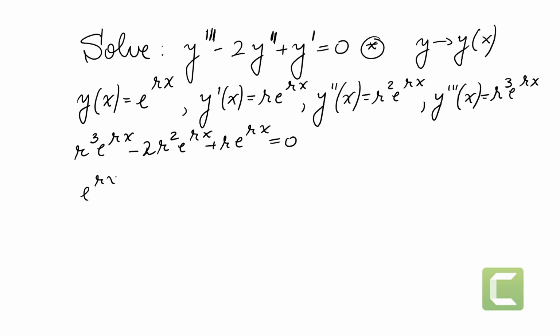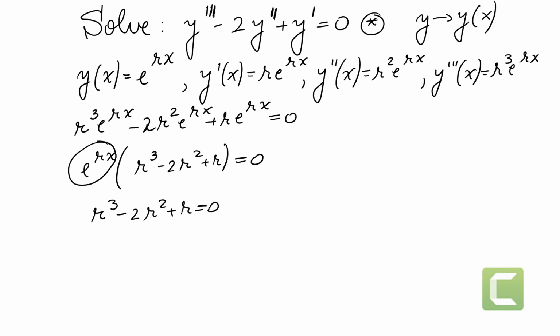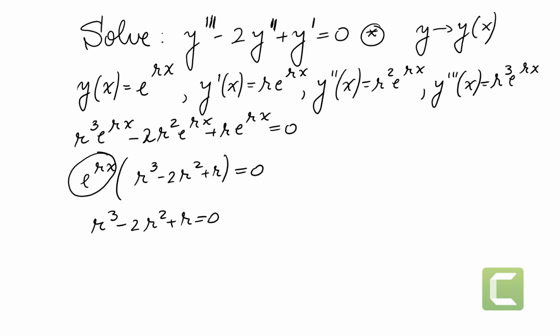But e to rx can be factored out, so we end up with r cubed minus 2r squared plus r equals 0, and since e to rx cannot be 0, we end up with the equation r cubed minus 2r squared plus r equals 0, which is called the characteristic equation.